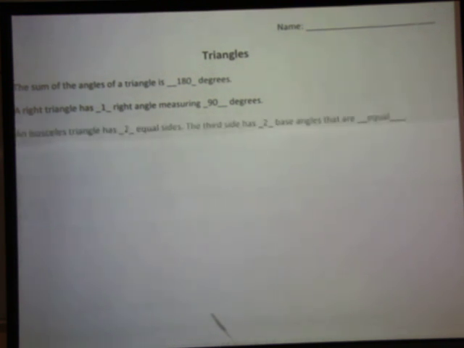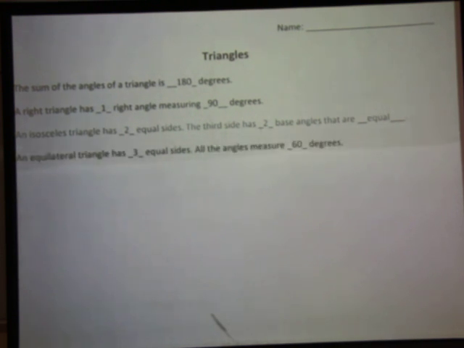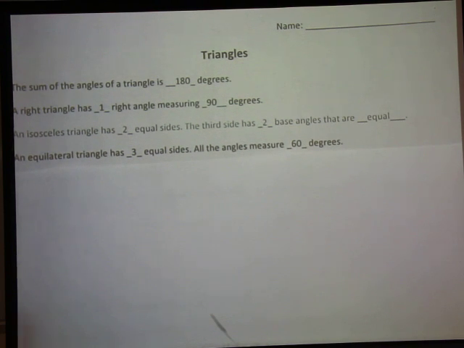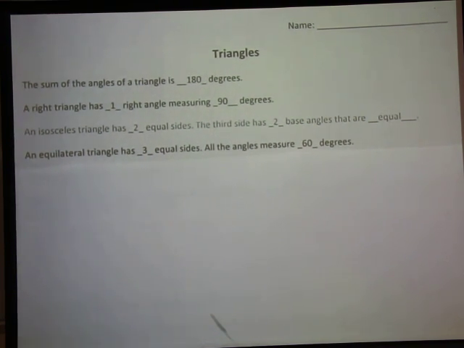An isosceles triangle has two equal sides. The third side has two base angles that are always equal. And finally, we have an equilateral triangle, which has three equal sides where all the angles measure 60 degrees. All right, let's go ahead and get started with our first example.